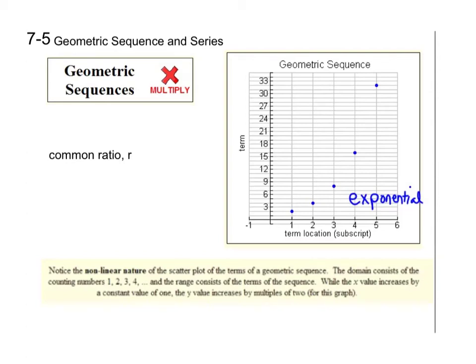Welcome to the fifth video, 7-5. This is geometric sequences and series. We talked about arithmetic sequence and series, and we said that arithmetic is when you have a common difference.